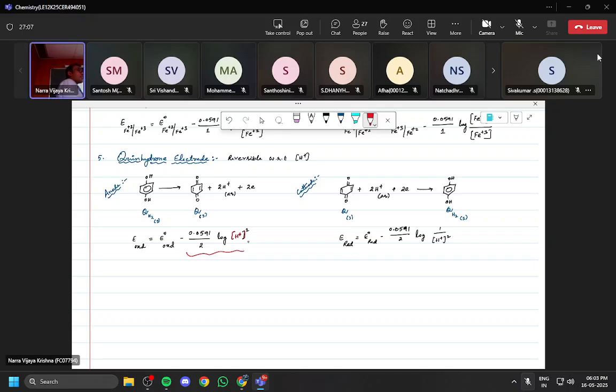If oxidation is non-spontaneous, reduction is spontaneous. That means I have reversed the reaction. By changing, if I keep on changing the concentration of H plus, I reverse the reaction. That is the meaning of it. Are you able to understand? Right?